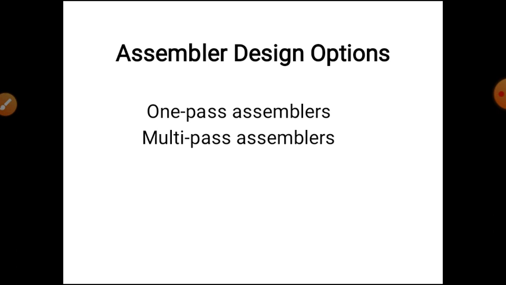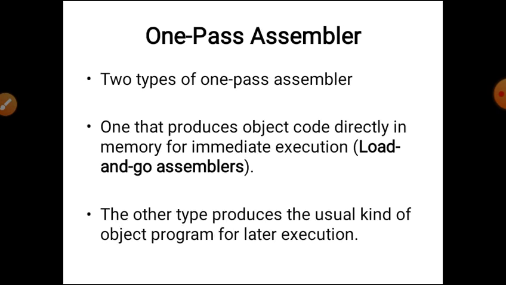In one pass assembler, the assembler performs a single pass over the source program, whereas in multi-pass it can perform multiple passes. Starting with the one pass assembler, here we have two types. In the first type, the assembler produces the object code and it is directly loaded into the memory. No secondary memory is involved here, and once it is loaded into the memory, it is given for execution. That first method we call a load and go assembler.